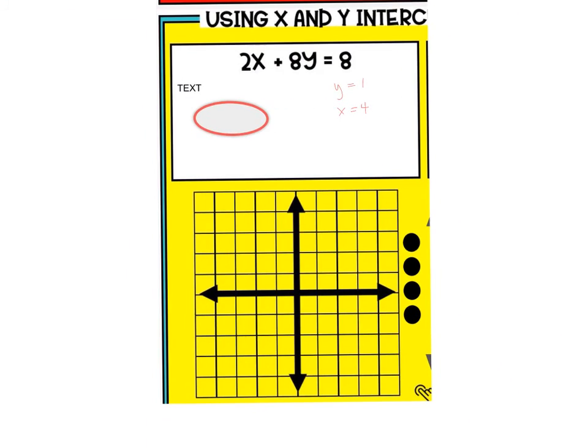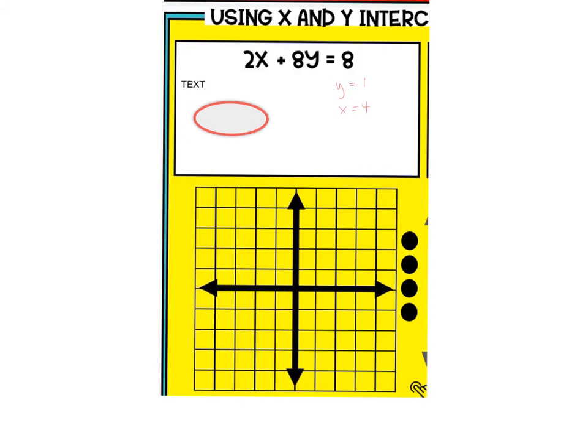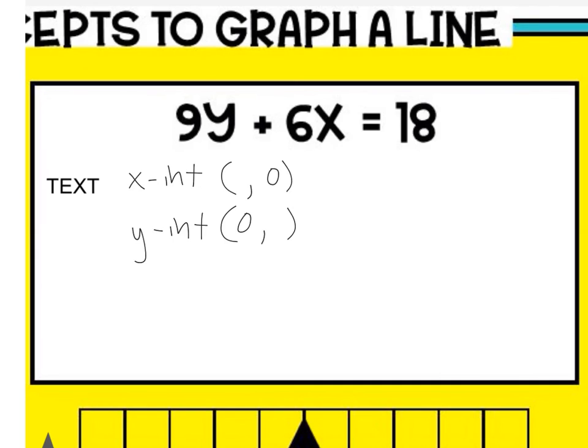Alright, so if we were going to graph this, our x-intercept is positive 4. 1, 2, 3, 4. We should have a dot there. Y-intercept is positive 1. And this is going to be a negative slope that has an x-intercept at 4 and a y-intercept at 1. One more to go.